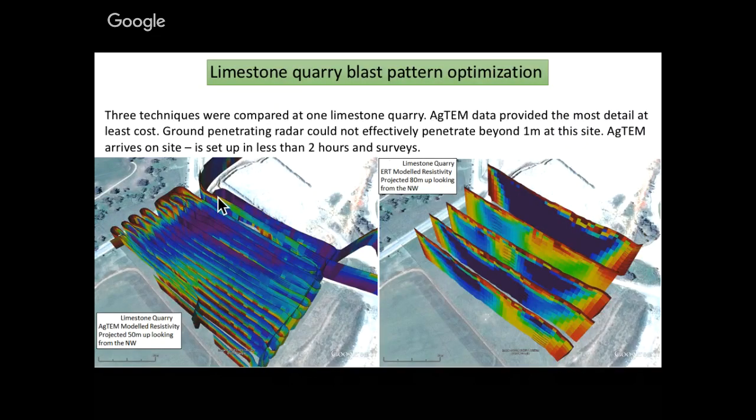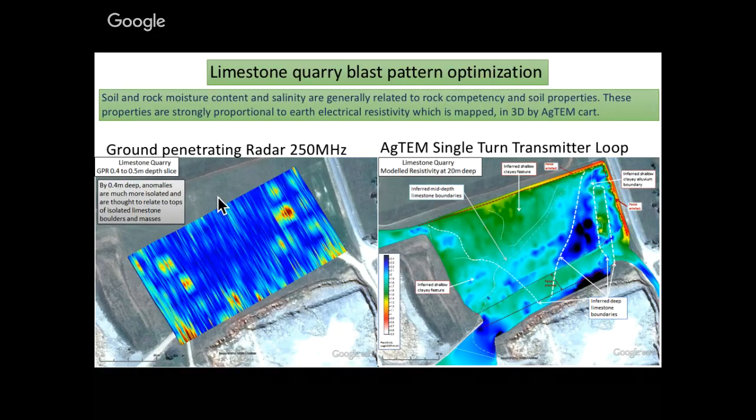Another one, limestone quarry. There's the quarry over there they wanted to know about in advance. That's conventional electrical resistivity tomography on this side. This side's Ag 10. So that's 2 hours acquisition. This was about a day. They tried ground penetrating radar too, but it was just too shallow.